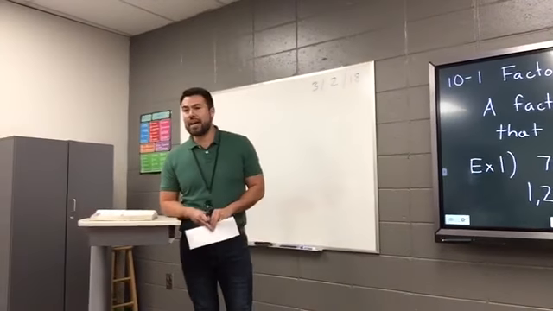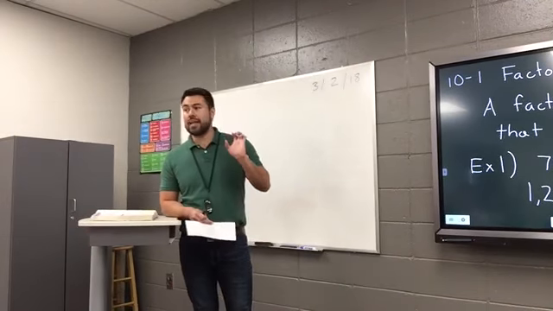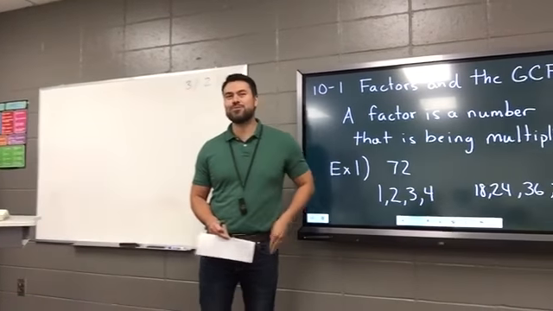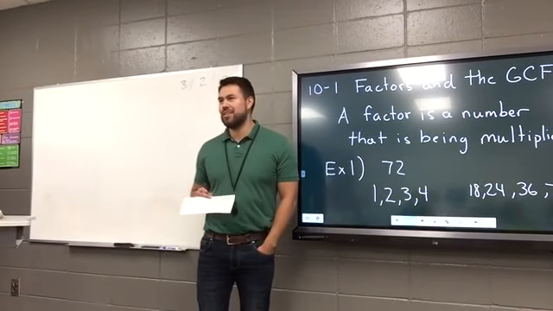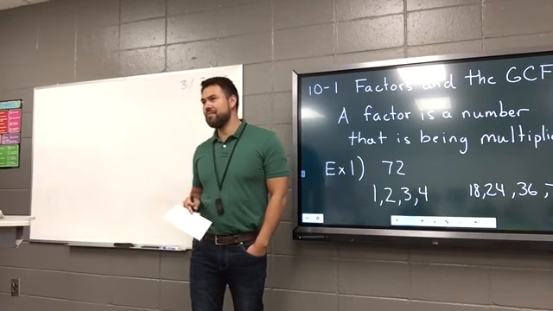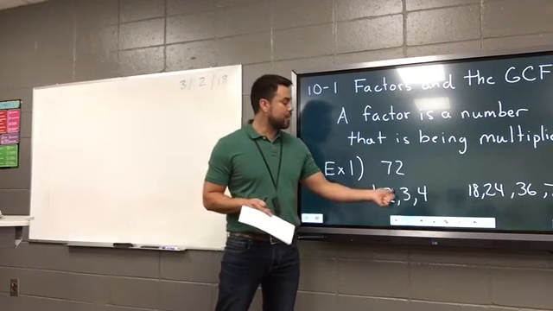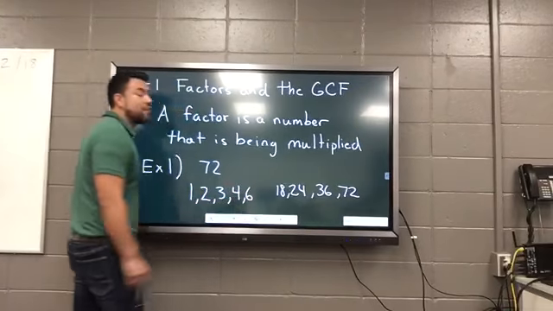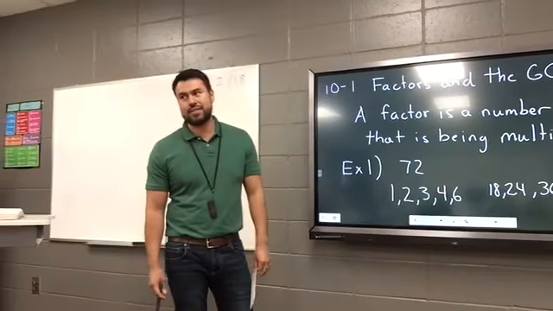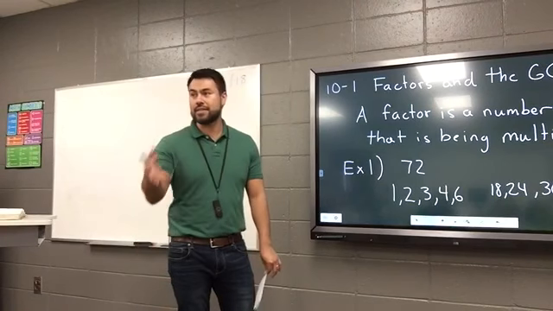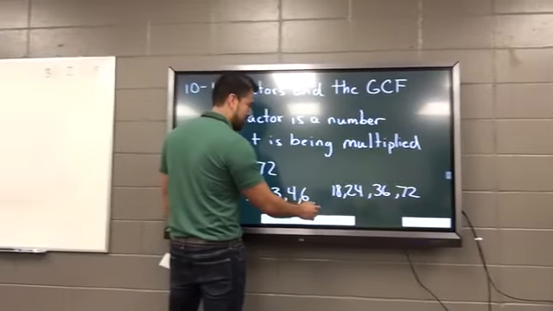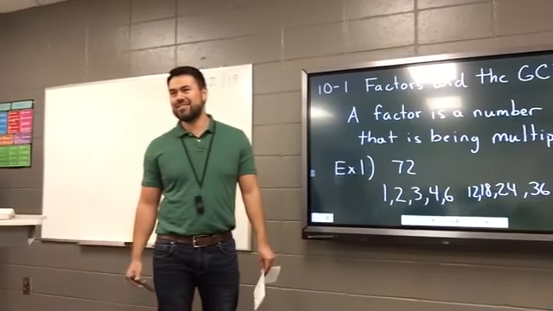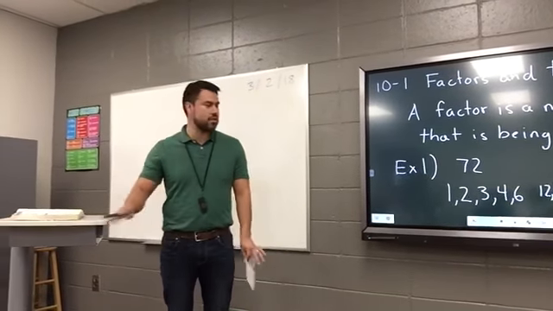Is it divisible by 5? No, because the number has to end with a 0 or a 5. So not by 5. By 6. What's the rule for 6? I like 6. Carson, say it again. Good. If it's divisible by 3 and 2, then it's divisible by 6. So 6 works. And if you know your multiplication facts, you should know 6 times this equals 72. 12, yeah. I had the awkward pause there. 6 times 12 is 72.